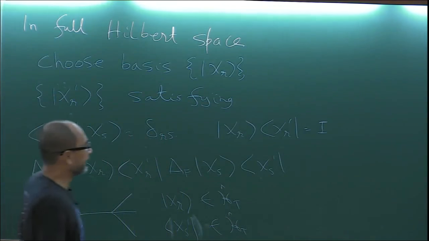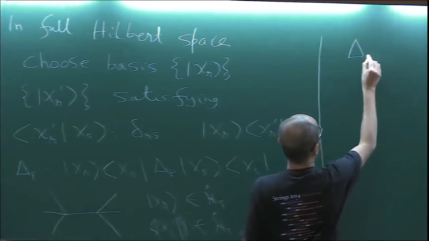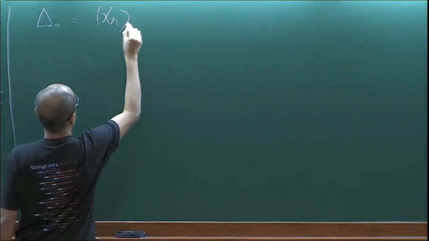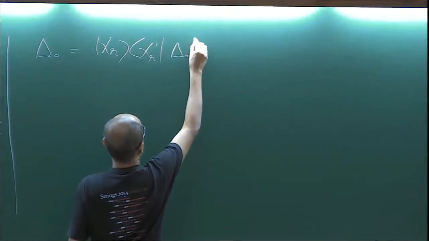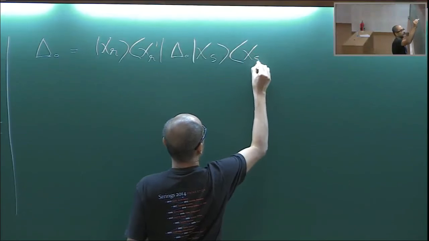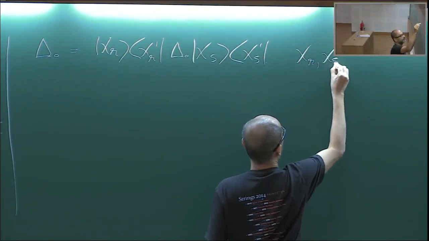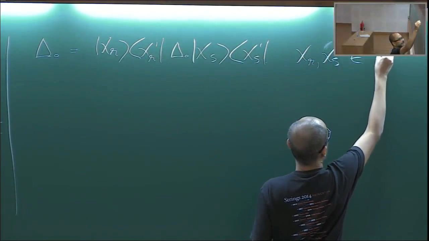Okay, so similarly delta naught that I can also write in this form. So delta naught should also be of the form chi r prime delta naught chi s prime, where chi r and chi s prime belong to H hat T.